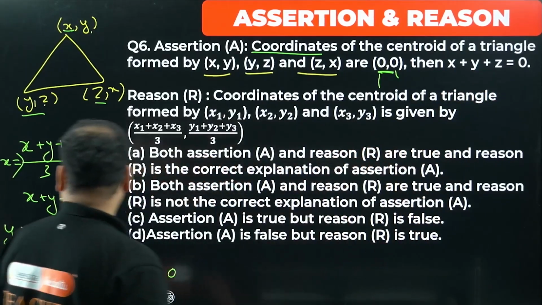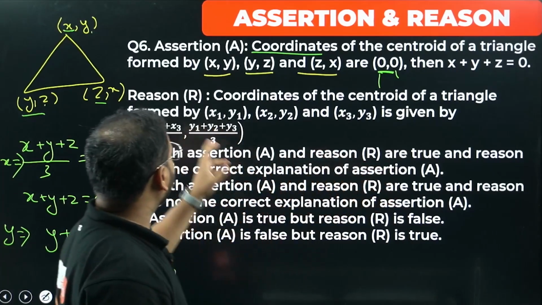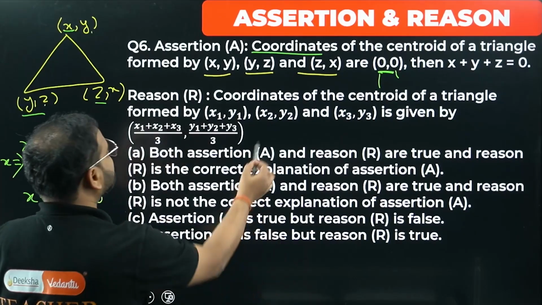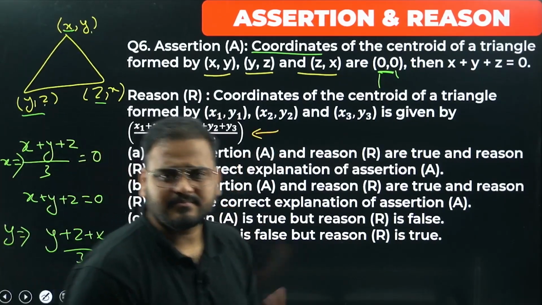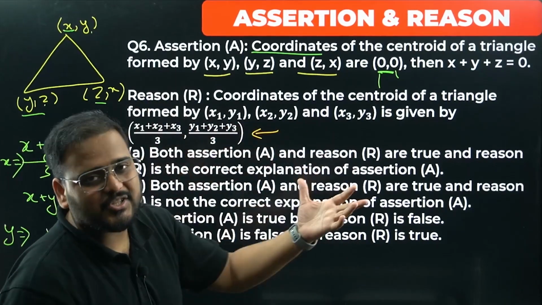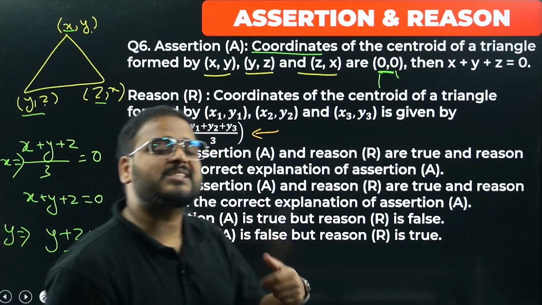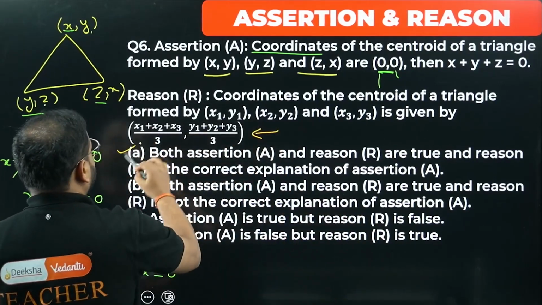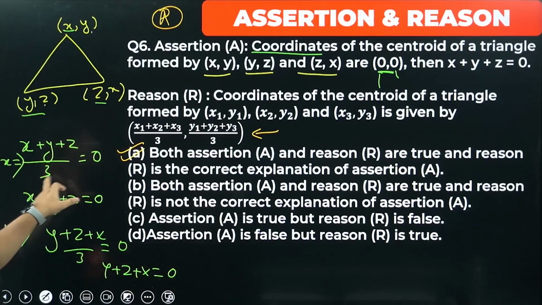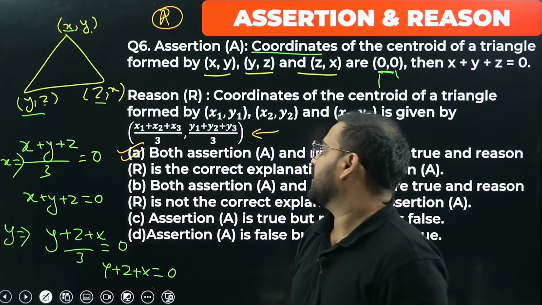So the assertion is true. Looking for the reason now. Reason: coordinates of the centroid of a triangle with x1, x2, y1. Yes, this is correct. This is the standard definition of centroid, right? That's what we got for the derivation. So the assertion is true, the reason is true, and in the assertion we have used this formula, right? It means the reason explains the assertion. So option A is true.